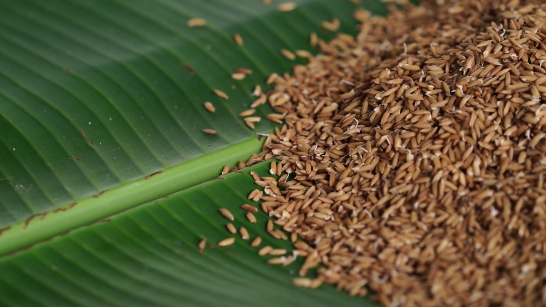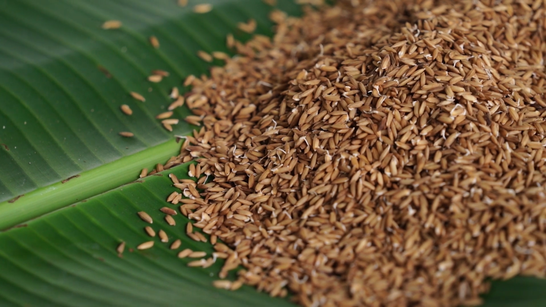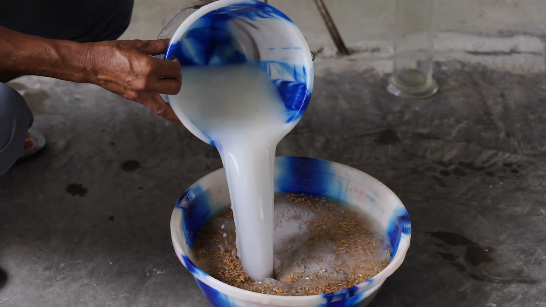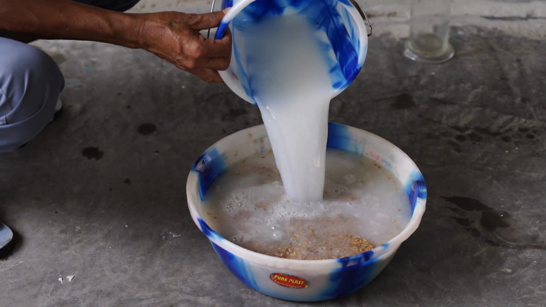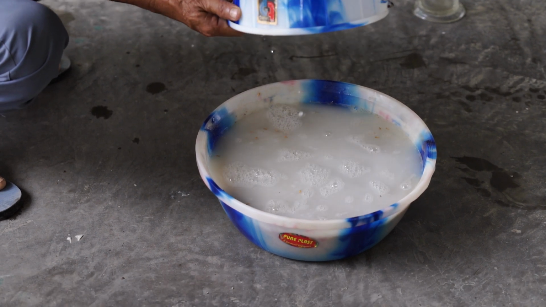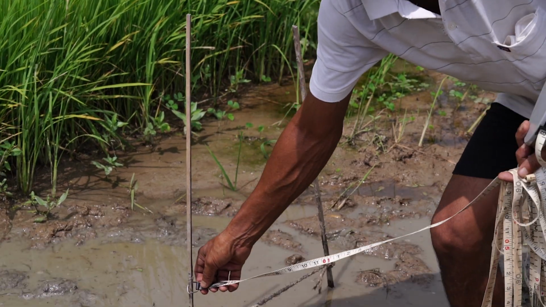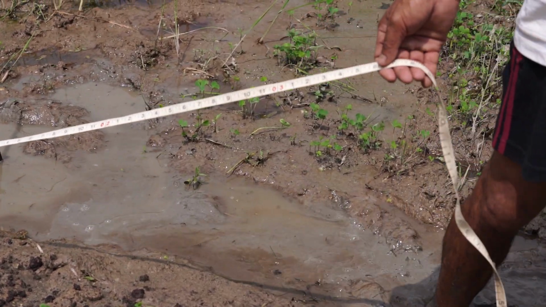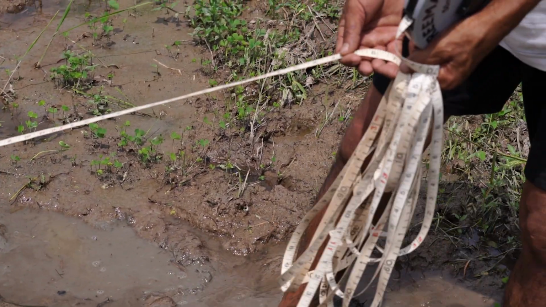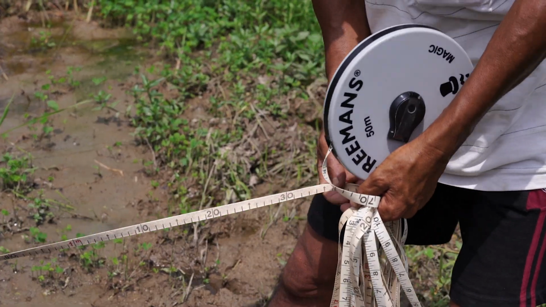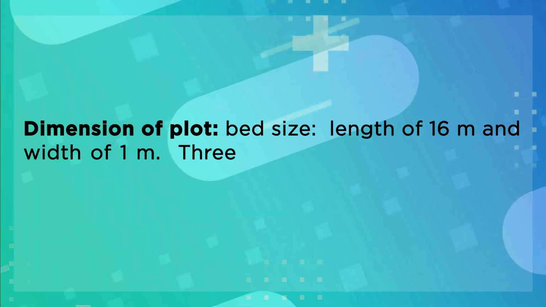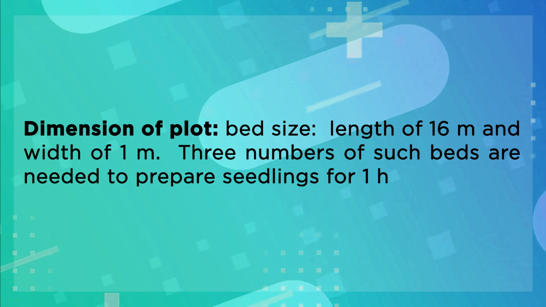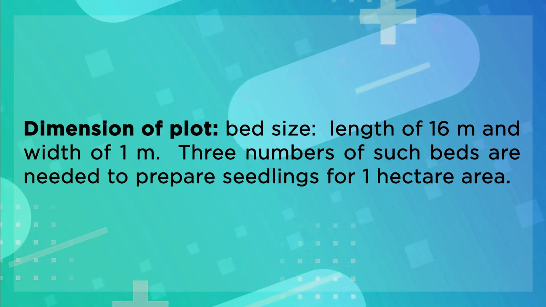For preparation, the pre-sprouted seeds should be treated as per recommendation in a fungicide solution for 24 hours. Dimension of plot: the length of the bed should be 16 meter and the width should be 1 meter. 3 numbers of such beds are needed to prepare seedlings for 1 hectare main field.